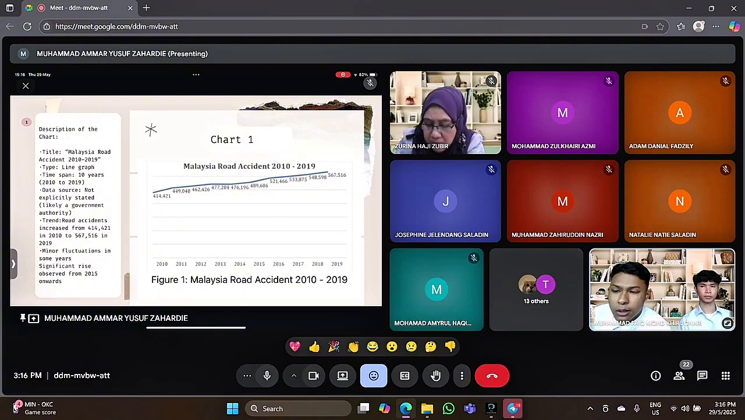The graph shows an overall increasing trend, with the number of accidents rising from 450,421 in 2010 to 567,560 in 2019. While there are minor fluctuations throughout the years, a significant surge is noticeable starting from 2050 onwards, indicating a sharp rise in road accidents during the latter half of the decade.